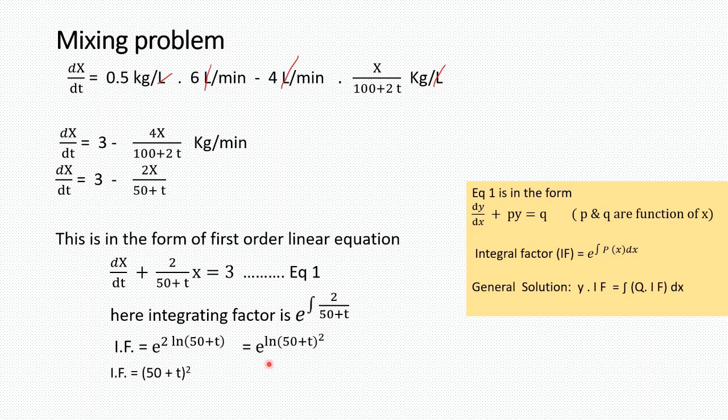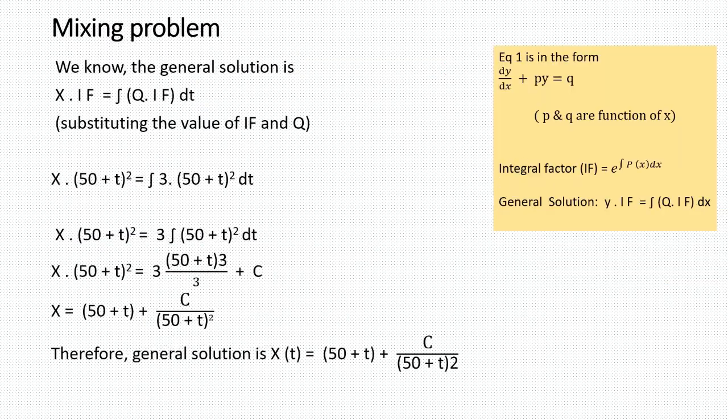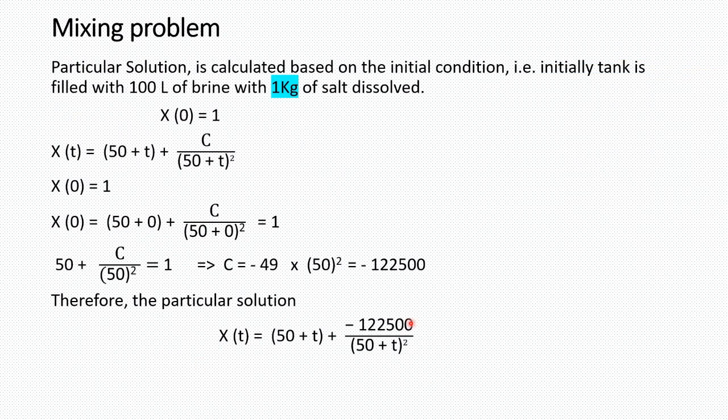It can be written as e to the power ln of (50 plus t) whole squared. Simplifying, we get (50 plus t) whole squared. We know the general solution is given by this formula: x times IF is equal to integration of Q times IF dt. Plugging in the values and integrating and simplifying, we get this. The particular solution is calculated based on the initial condition, that is, initially the tank is filled with 100 liters of brine with 1 kilogram of salt dissolved.